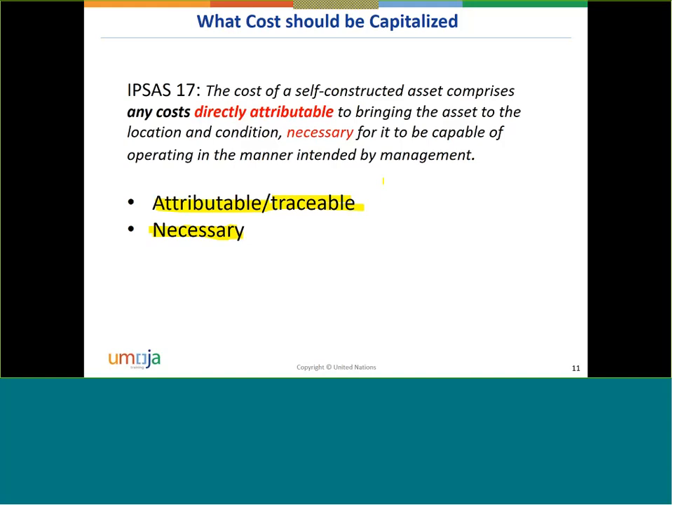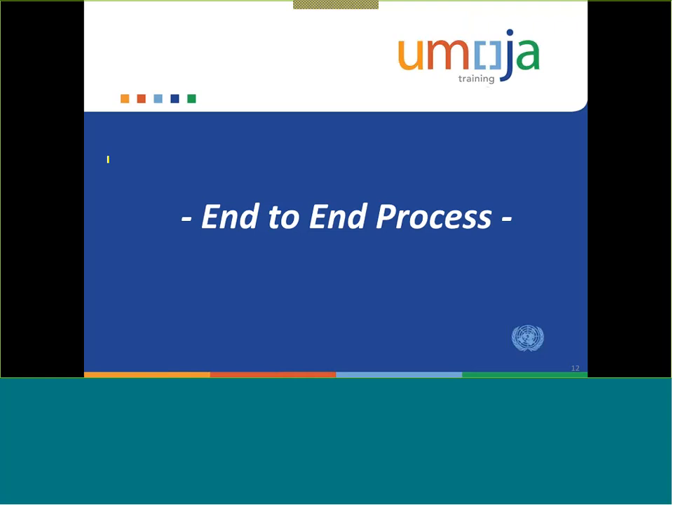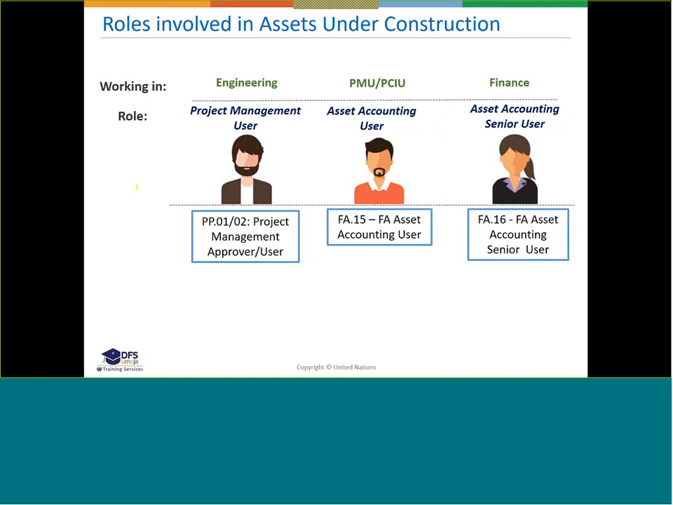Okay, so we continue. What is actually the end-to-end process for assets under construction? First, let me tell you who are the roles involved. We have 3 roles mainly. One of them is sitting in finance. So we have engineering, which normally has the roles PP01 and PP02. They are mainly responsible for setting up the project and then following up.